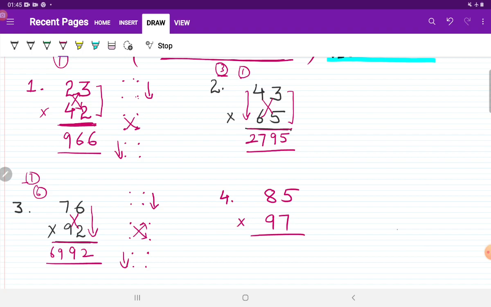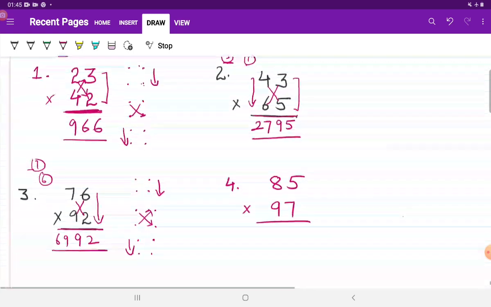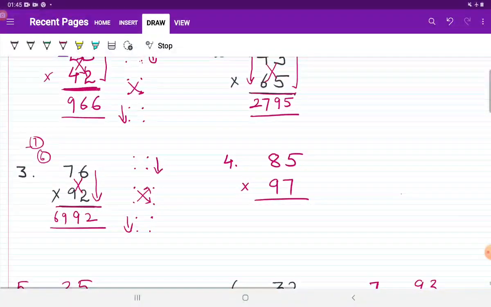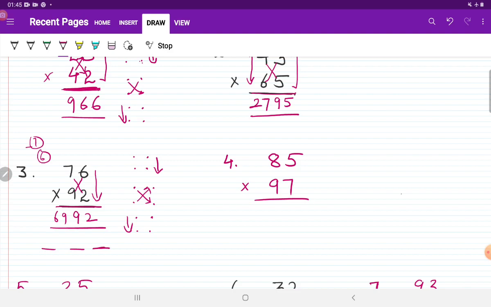So again 6992 is your answer. You can write this in another way also. I'll tell you how. If it is difficult for you to carry, then what to do? You can write 3 dashes here. In each dash you have to write a single digit.